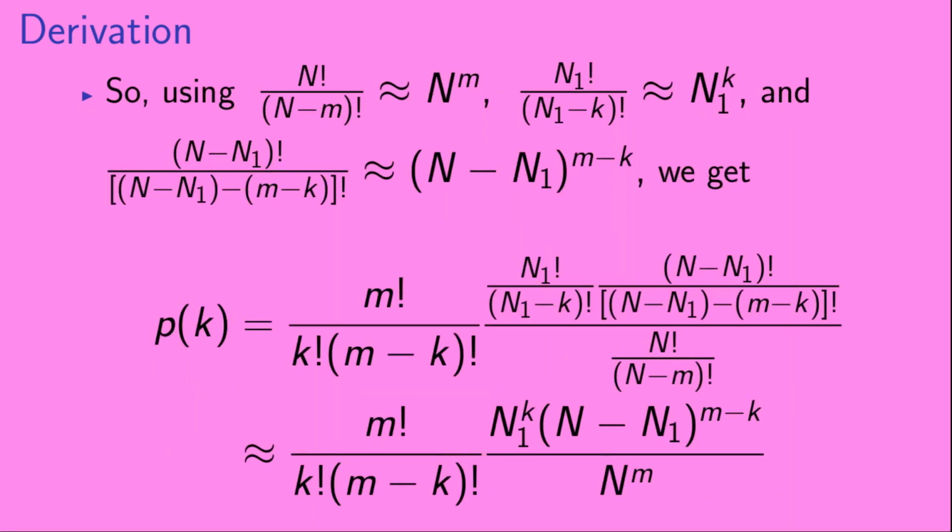Okay, so using n factorial over (n minus m) factorial is approximately equal to n to the m, n1 factorial over (n1 minus k) factorial is approximately equal to n1 raised to the power of k, and (n minus n1) factorial over (n minus n1 minus (m minus k)) factorial is approximately equal to (n minus n1) raised to the power of m minus k, we get that p of k is approximately equal to m factorial over k factorial (m minus k) factorial times n1 raised to the power of k times (n minus n1) raised to the power of m minus k, divided by n to the m.